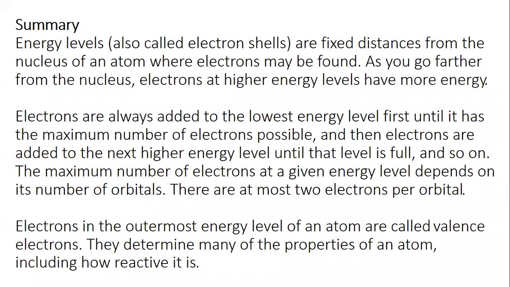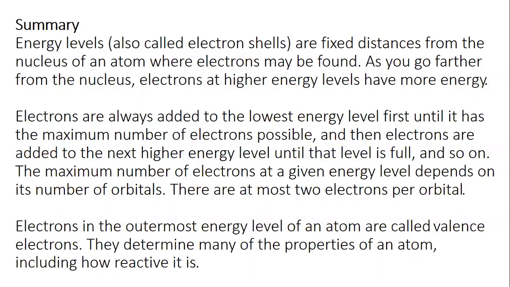Energy levels, also called electron shells, are fixed distances from the nucleus of an atom where electrons may be found. As you go farther from the nucleus, electrons have higher energy levels. They have more energy. Electrons are always added to the lowest energy level first until it has the maximum number of electrons possible. And then electrons are added to the next highest level until that level is full as well, and so on.